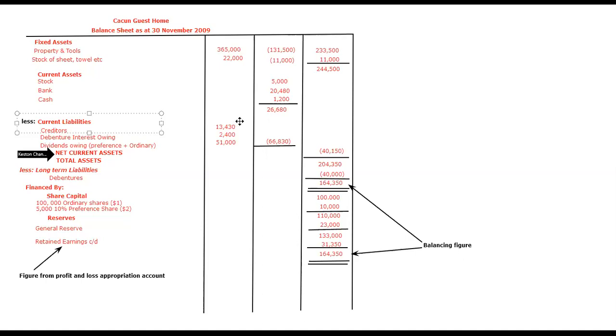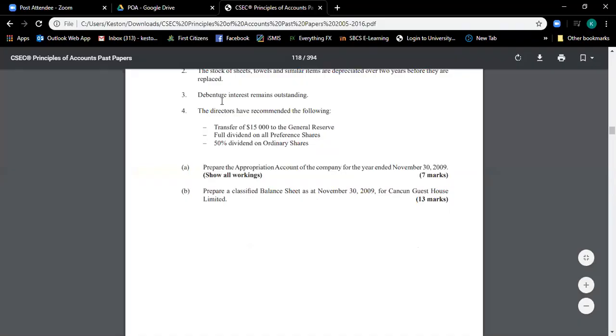So I total all the current liabilities here, and let's just take a quick look at some of them, right? There was the creditors, 13,430. Debenture interest owing. They talk about debenture interest owing. I could just go quickly back to the question and we'd see where they were speaking about that. Right here, they said that debenture interest remains outstanding, right?